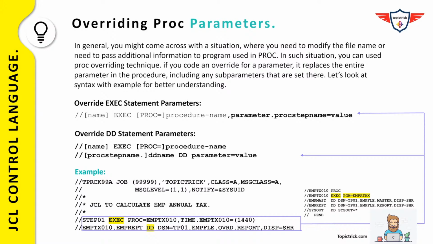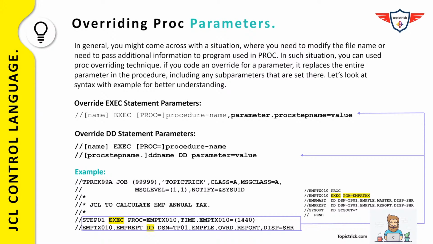EMPTX010. And what I'm doing is adding a keyword parameter, that is the TIME parameter, to the proc. If you see the proc on the right hand side of your screen, you'll notice that there is no TIME parameter. So this is an additional parameter I'm adding to the step EMPTX010. For this reason, I've specified the keyword TIME, dot, the step name of that particular proc, that is EMPTX010, and after that I've specified the value.